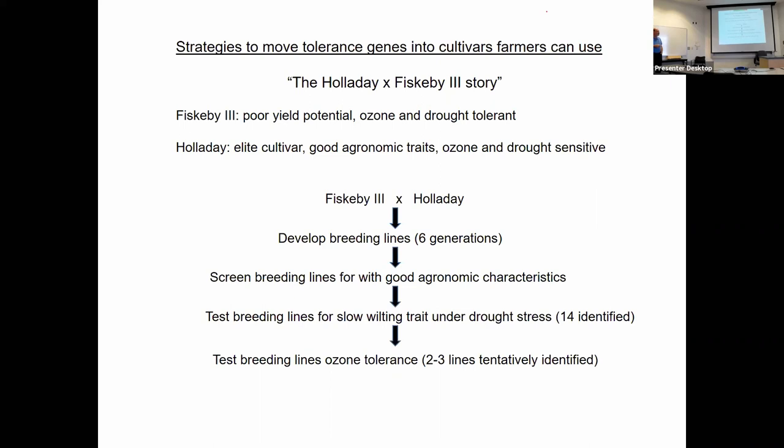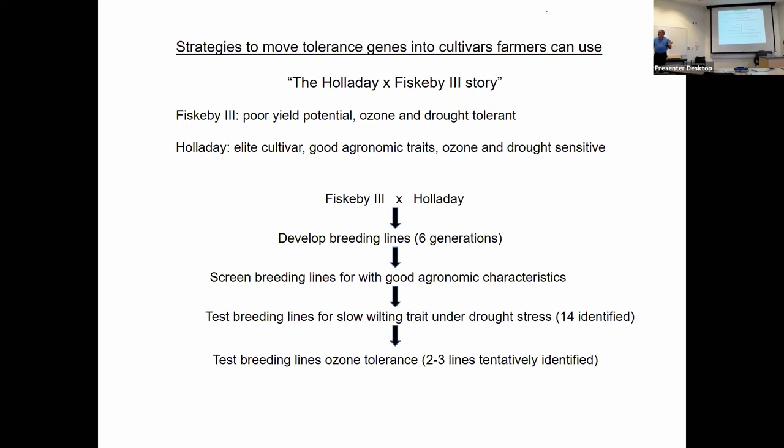So these represent lines that could be breeding lines that Tommy could release to companies. And they could use these as breeding lines that look pretty good agronomically. They have these stress tolerant traits in them, and they go into the breeding program. So that's our contribution: a lot of the cultivars that farmers grow come from seed companies.